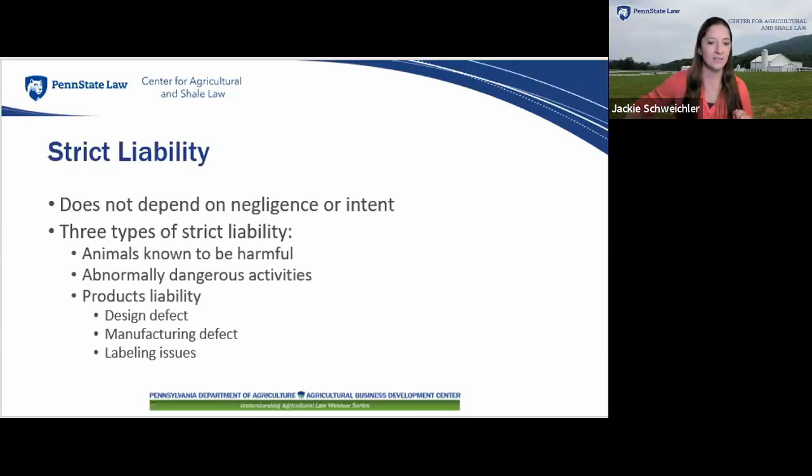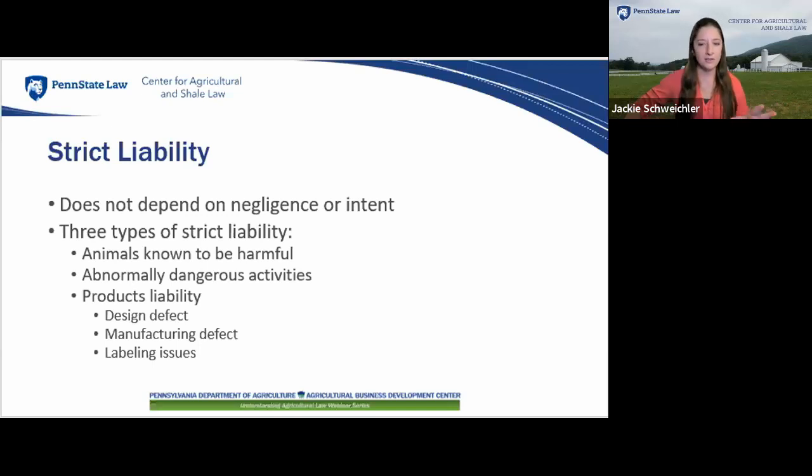Okay, last, we'll talk about strict liability. In strict liability cases, the injured party doesn't need to prove that there was negligence or an intent to cause harm. A person can be liable regardless of how careful they were during that activity. So on the slide here, we have the different types of strict liability: animals known to be harmful, abnormally dangerous activities, and then products liability, which can include design defects, manufacturing defects, and labeling issues. For our purposes, strict liability lawsuits are less likely to be covered by immunity statutes.